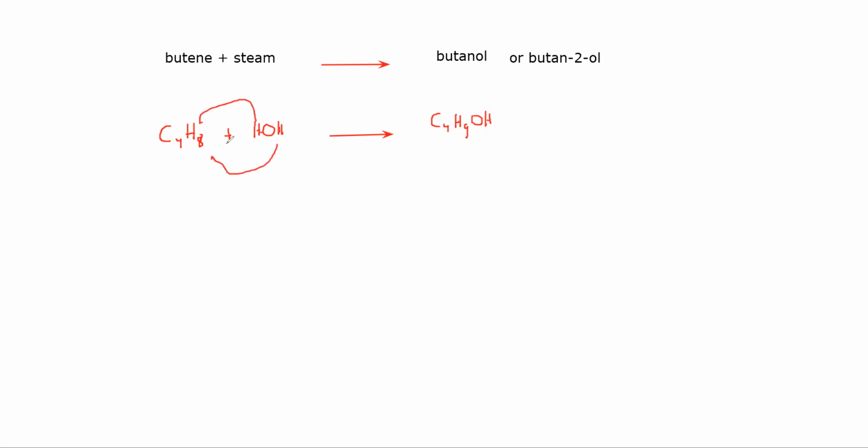So when hydrogen is added, there are 8 hydrogens in the beginning. As one more hydrogen is added, it becomes 9 hydrogens. And OH is also added. So it will become C4H9OH. And sometimes you have to draw the structure or complete the structure of the product.